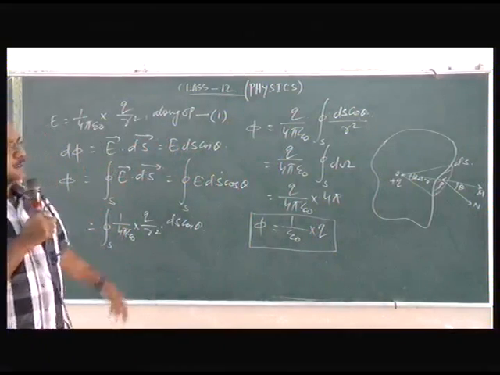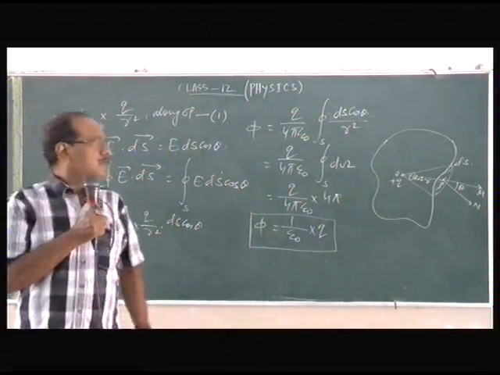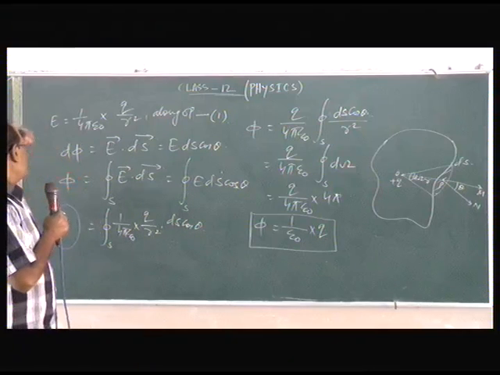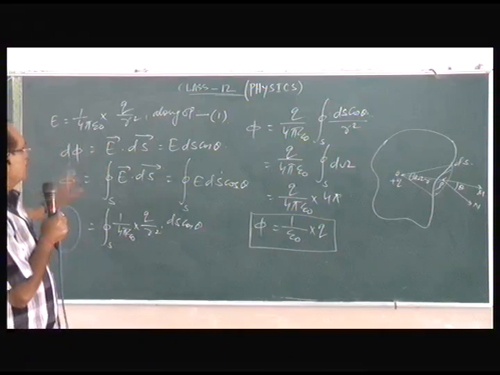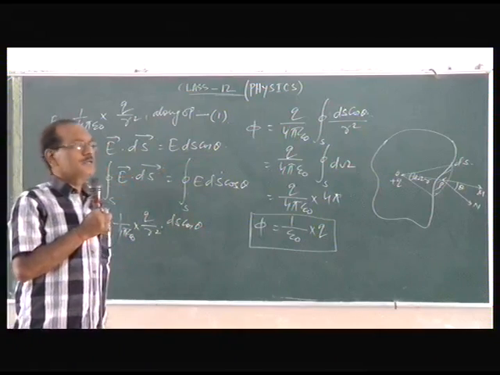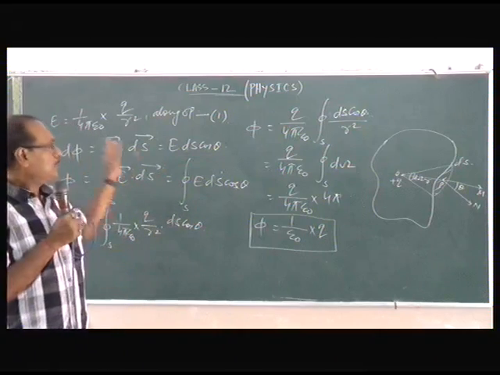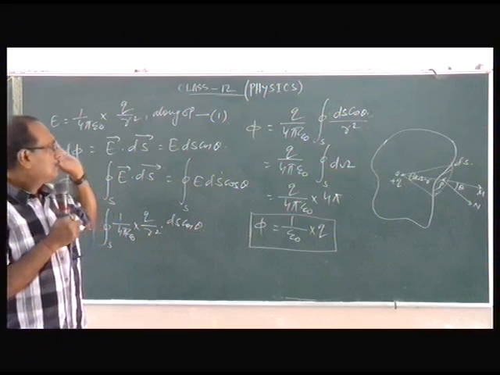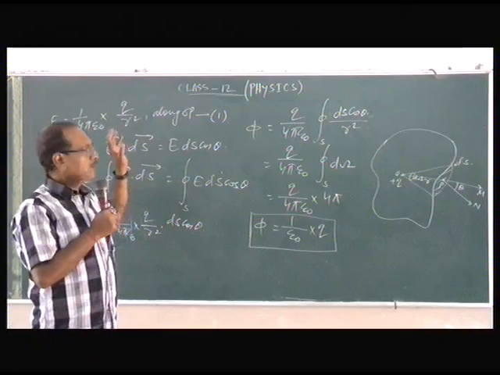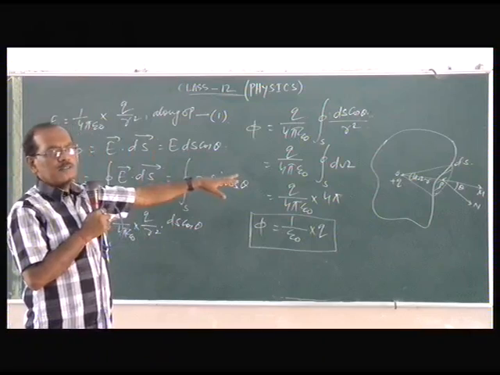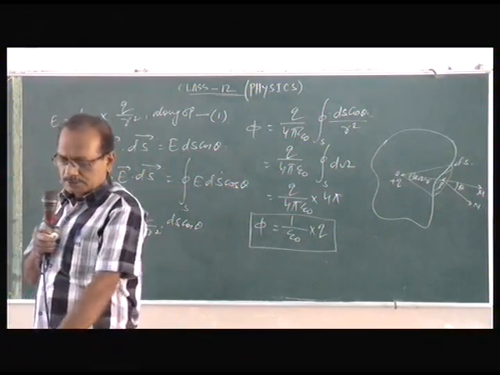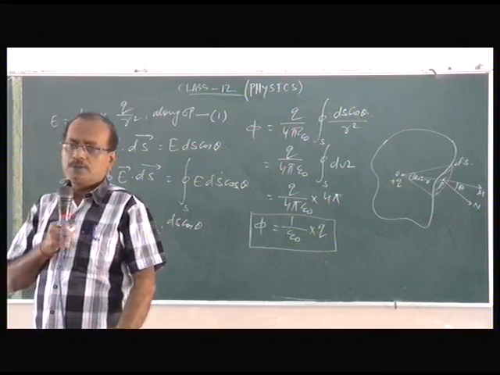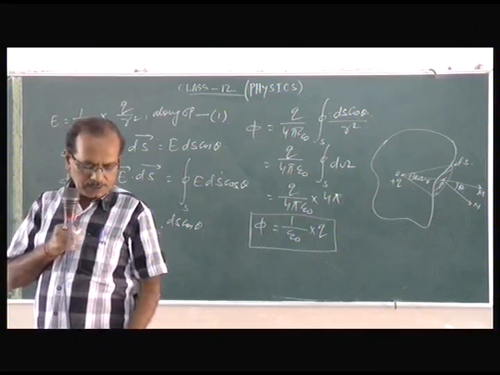So these are the two different ways of proving Gauss's theorem: for a regular surface, that is the sphere, and for a surface of any shape. Now in the next class we'll do applications of Gauss's theorem. Thank you very much.